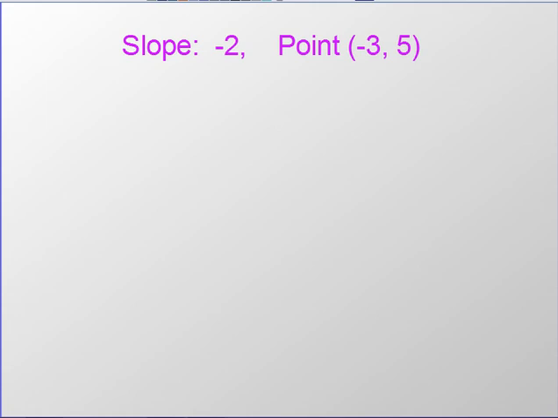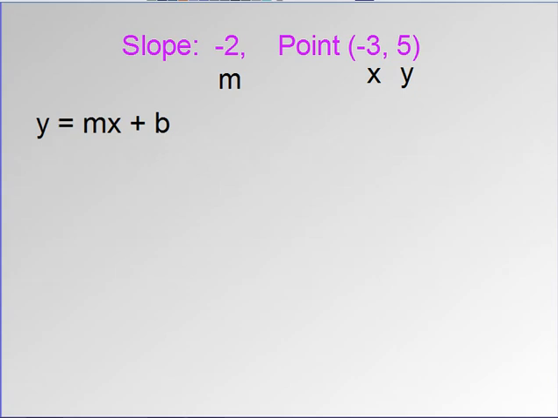So here I have a slope of -2 and a point of -3, 5. Remember, -2 is the m for slope, and our point has both an x value and a y value. If you take a closer look at slope-intercept form, there is a y, there's an m, there's an x. I have all 3 of those options, so now the only thing I'm missing is b.